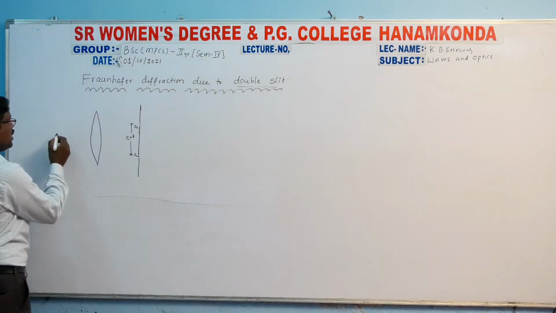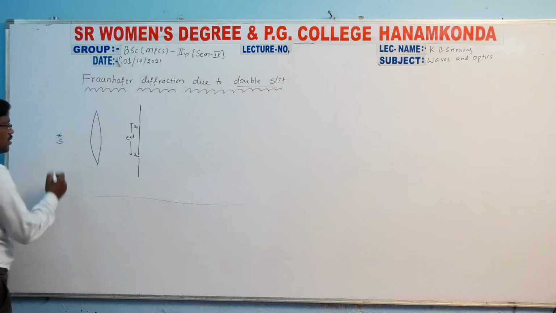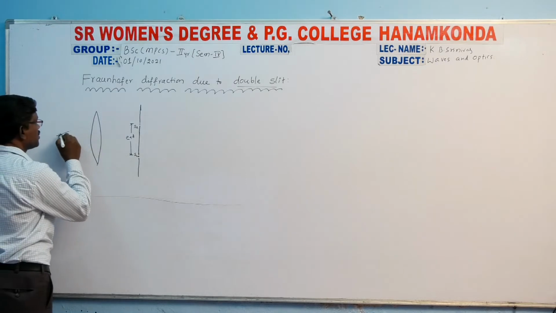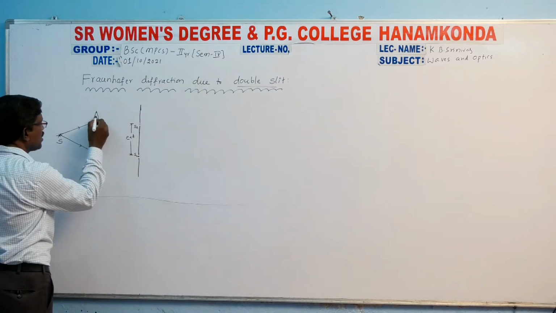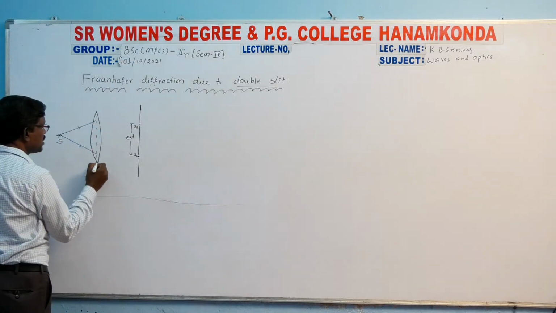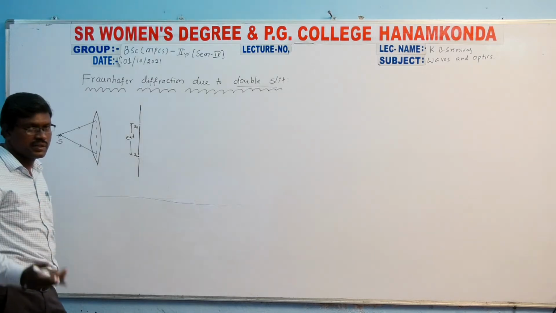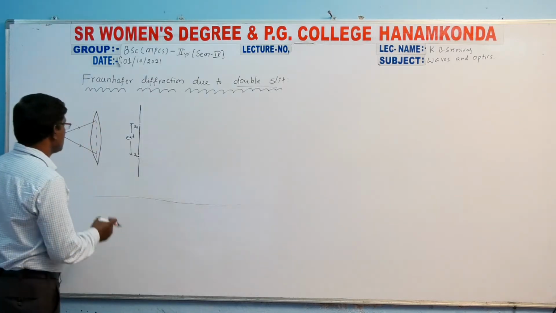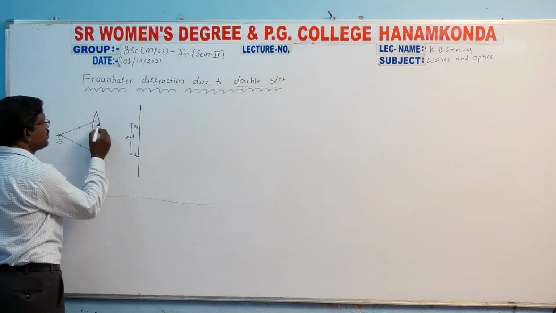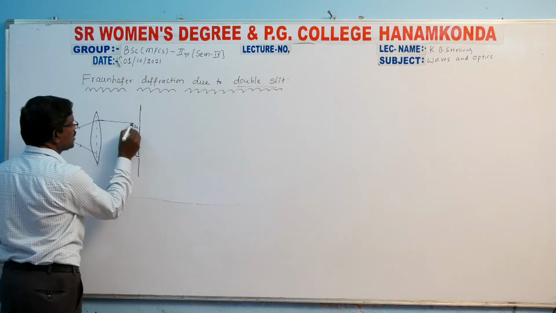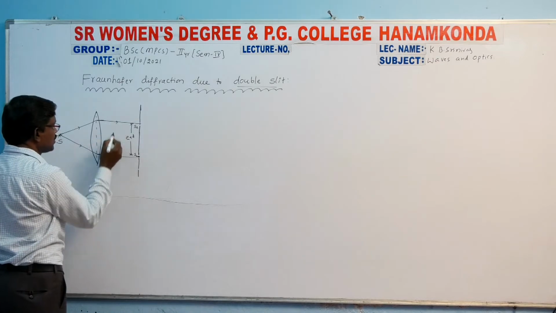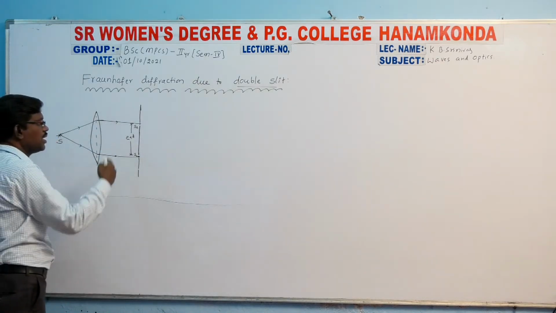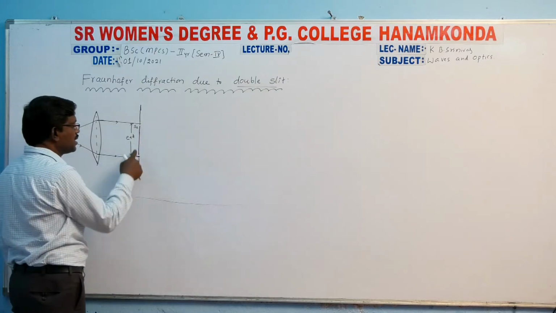Clear? Let us imagine here we are having a monochromatic source of light, and the light coming from the monochromatic source is incident on this convex lens. Whenever light rays are incident on or pass through a lens, the incident rays will be refracted. So this is a collimating lens. It makes the incident rays become parallel. So these rays are finally incident on this double slit.